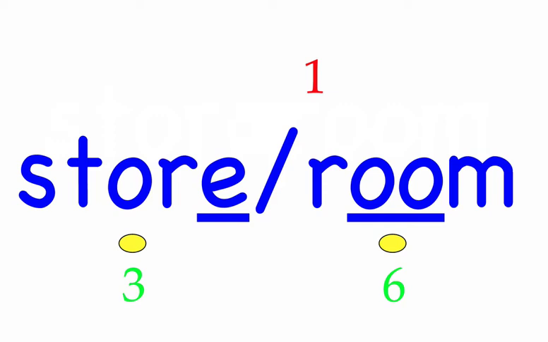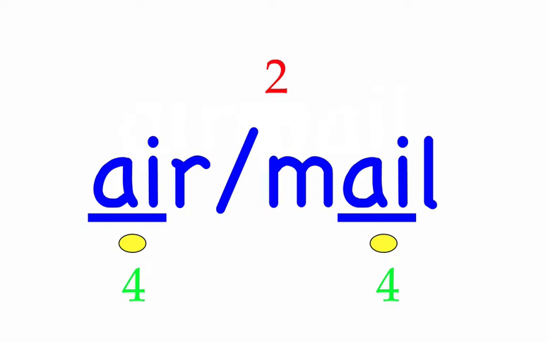Row 4, airmail. I sent the letter by airmail. Air has 2 sounds, a, r. Mail, 3 sounds, m, a, l. Airmail. Mark the word.